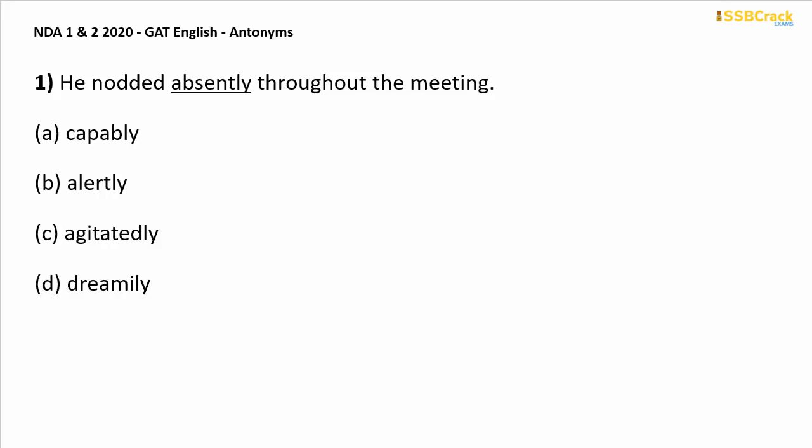So here absently is a negative word, and because you need to find out the opposite or antonym of the word absently, you need to find out a positive word, a word with a positive connotation. Capably, alertly, agitatedly, and dreamily. Now capably is a positive word, so is alertly, but not agitatedly. Agitatedly means something which has been done irritatingly. Okay, agitation means irritation. So you can cross this out.